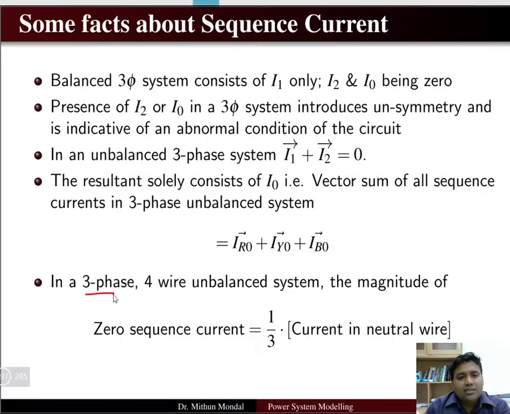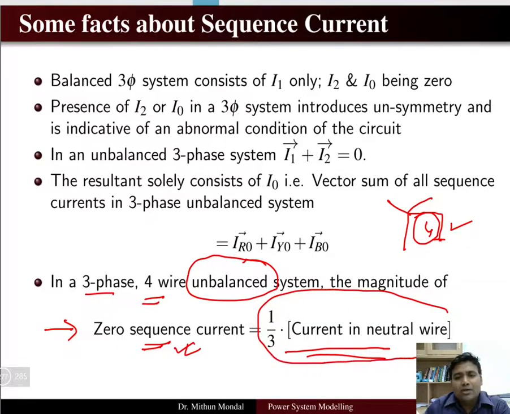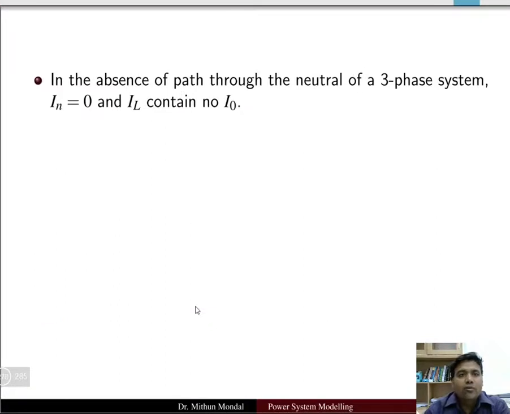Now if you have a 3-phase 4-wire system which is unbalanced, then the zero sequence current will always be equal to 1/3 of the current in the neutral wire. So in a star connected network, if you have the 4th wire, which is the neutral wire, the zero sequence current has a magnitude of 1/3 of the current in the neutral wire.